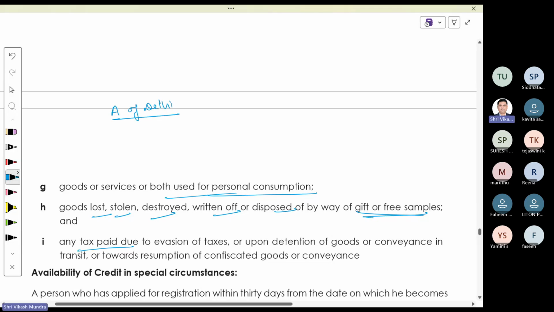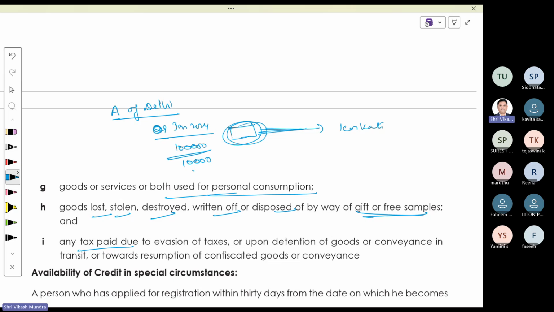Mr. A on 9th January 2024 raised an invoice of 1 lakh. The tax on this is 10,000. Goods started their journey from Delhi to Kolkata. During this journey, this truck met with an accident, and due to that accident, entire goods are destroyed. Am I eligible to claim ITC?